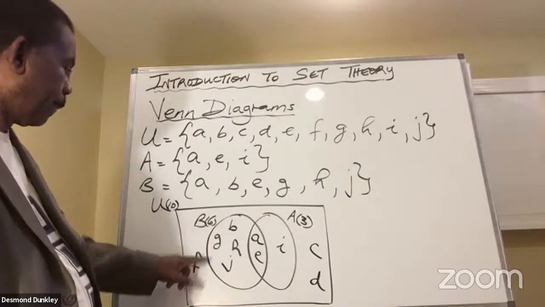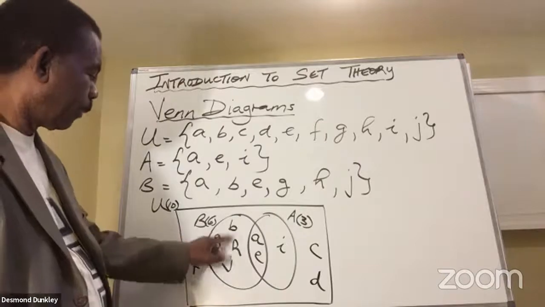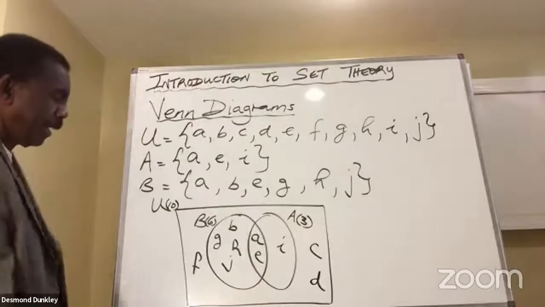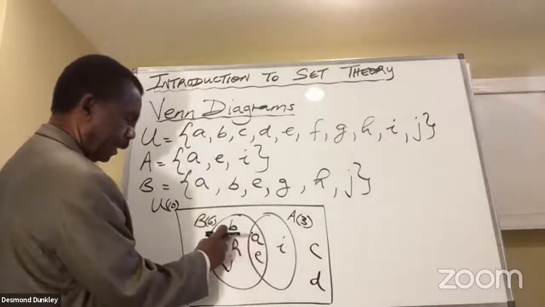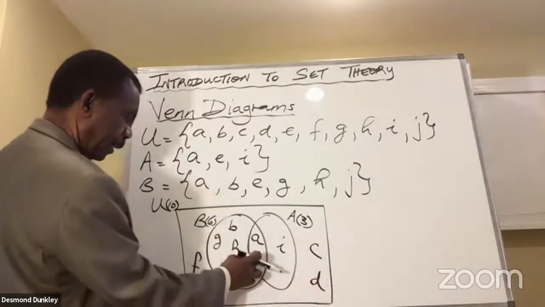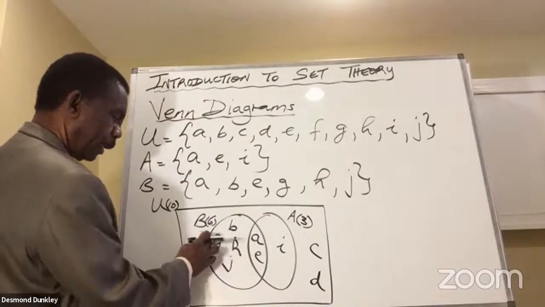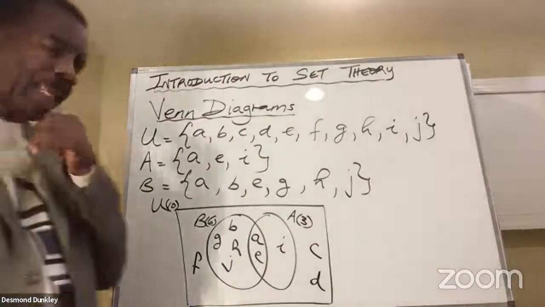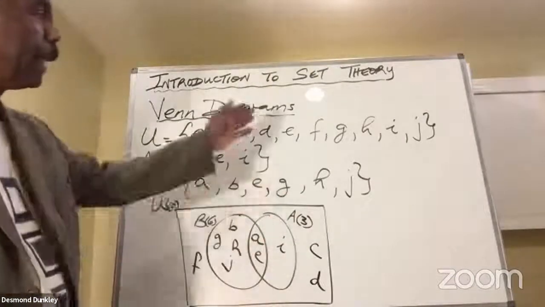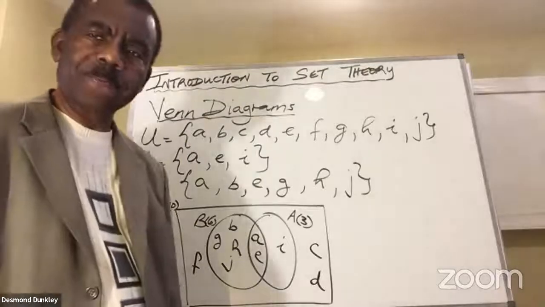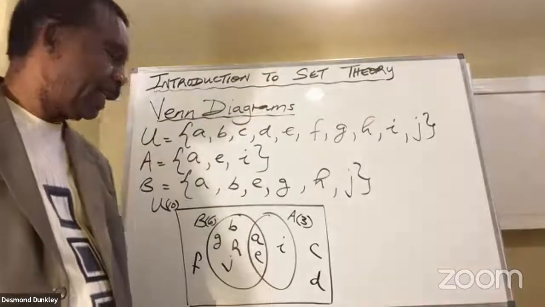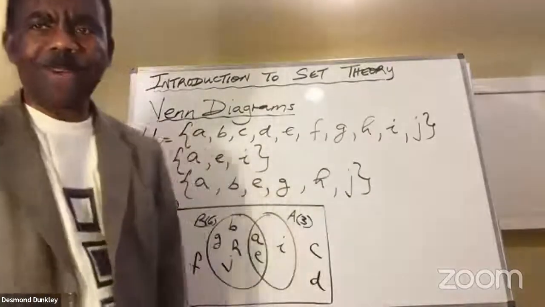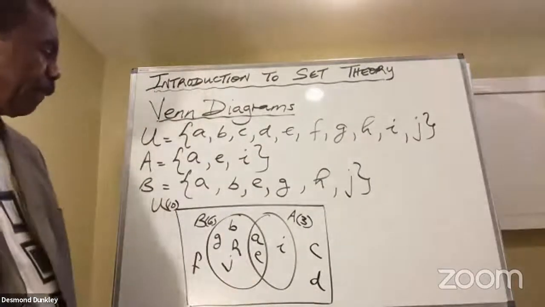F, 1, 2, oh, 1, 2, 3, 4, 5, 6, 7, 8, 9, 10. Oh, we have covered all of them. A, B, C, D, E, F, G, H, I, J. Got it. Okay, so that's your Venn diagram representing that scenario. You can see that I was able to account for all 10 elements. All 10 elements are accounted for.